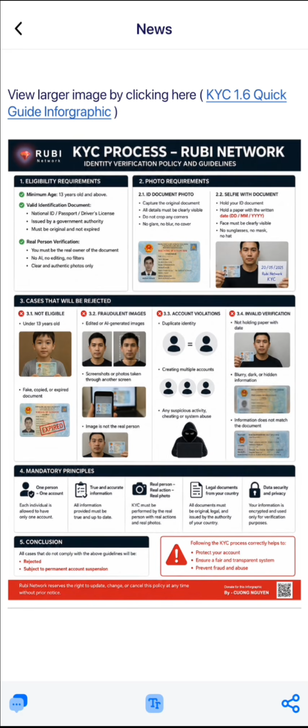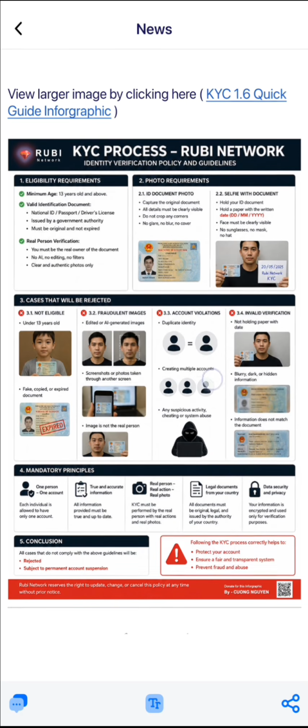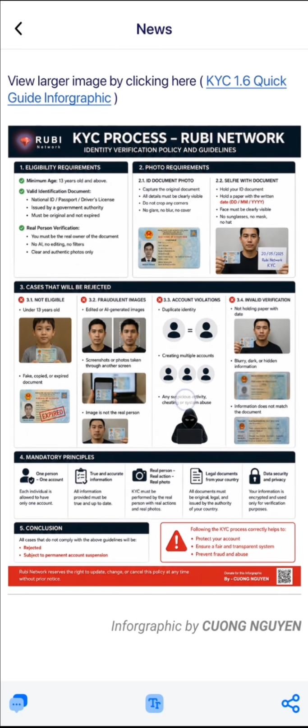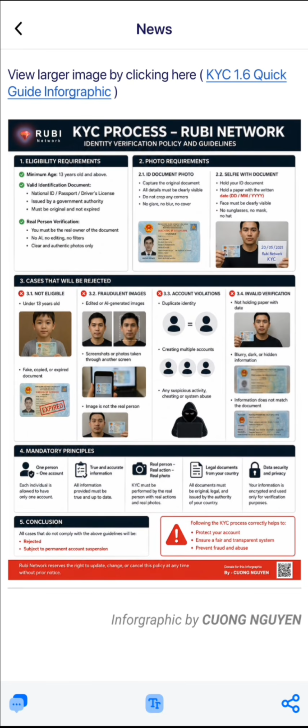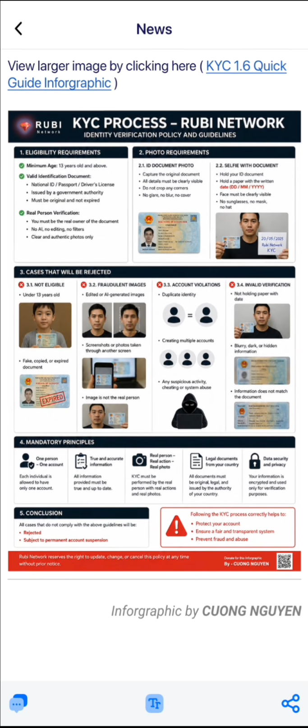Account violation: if you try to duplicate your identity or create multiple accounts, they will be rejected. Invalid verification, which means some of your information is blurry or there are some dark parts of your face or so on, so it will also be rejected.